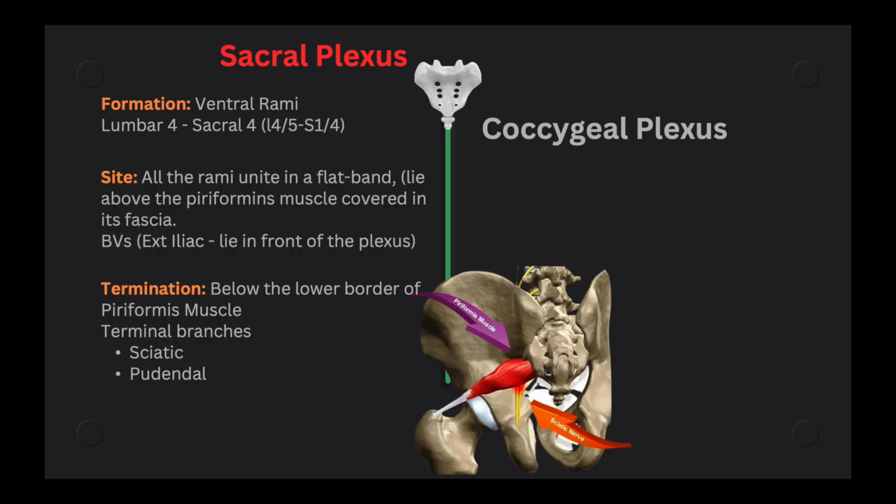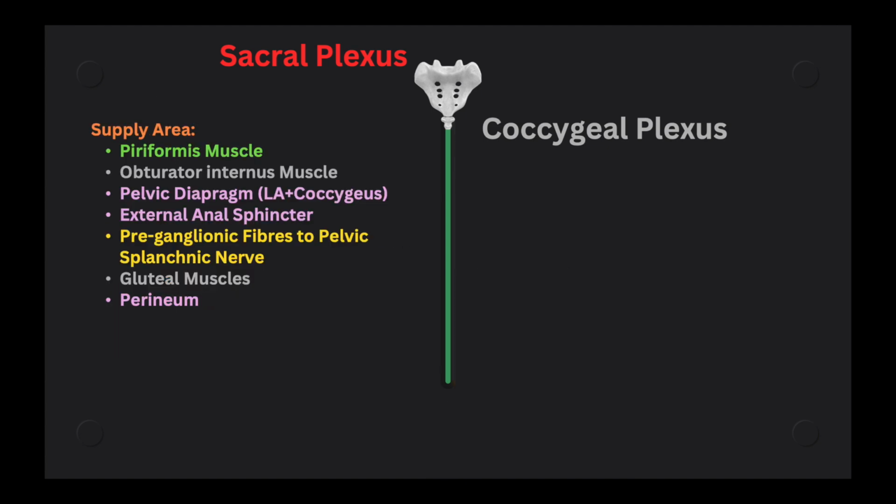These 6 rami from lumbar 4 to sacral 4 join together to form a flat band which lies above the piriformis muscle, covered in its fascia. External iliac blood vessels, the artery and the vein, lie above this plexus. After giving various branches to the structures in and around, this sacral plexus terminates into two terminal branches, the sciatic nerve and the pudendal nerve. This sacral plexus has 8 important structures to supply.